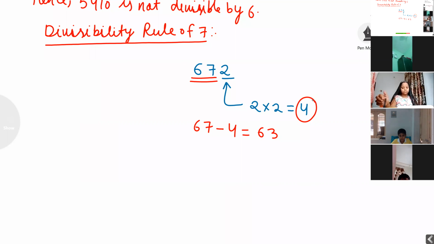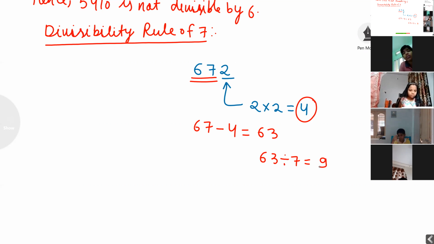7 nines are 63. Then I can say 63 divided by 7 is coming a whole number. Then I can say, yes, this number is divisible by 7. Are you getting my point, students?